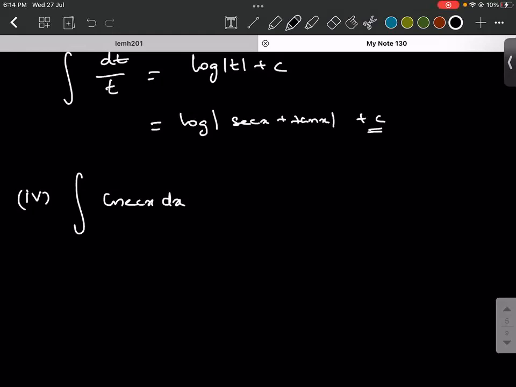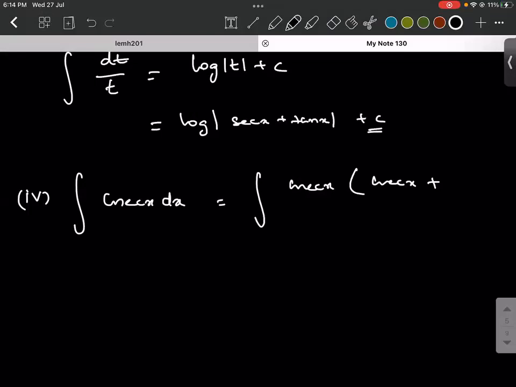So for that, first what I will do is I'll multiply this with cosecant x plus what is the other derivative which is possible which has cosecant in it? Cosecant minus cosecant x cot x.